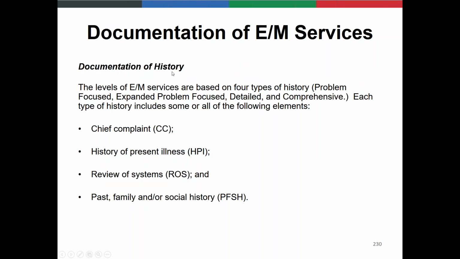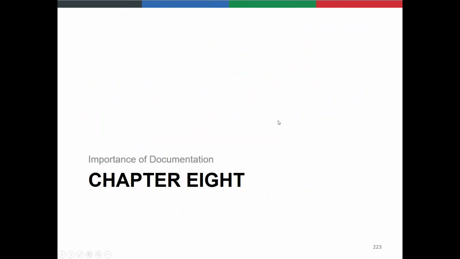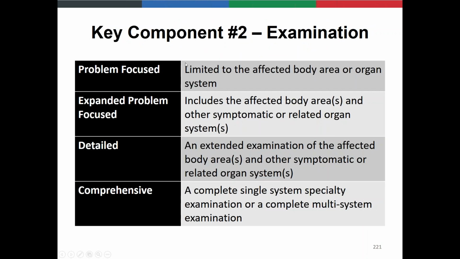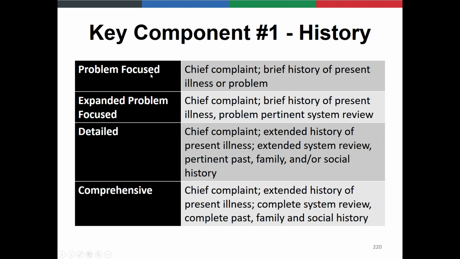So under the documentation of history, under the E&M service, these would be the components that you must have. You must have a chief complaint, HPI, review of systems, and PFSH. Now, depending on the level, you may not have all of these. So if we go back to, let's see if I can find that, okay, here's the key component of the history. Notice that the pertinent past, family, and social history doesn't even apply to a problem-focused or expanded problem-focused history. It only applies when you're doing a detailed history.